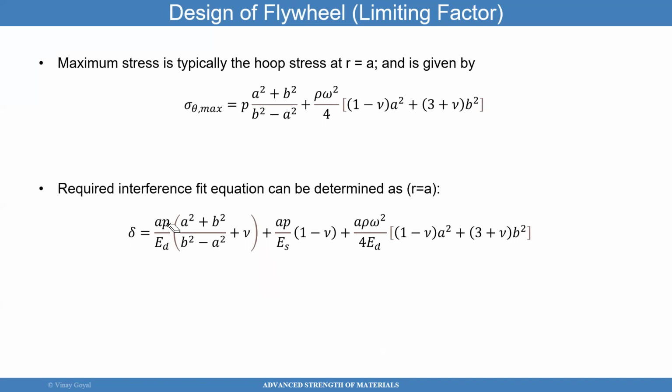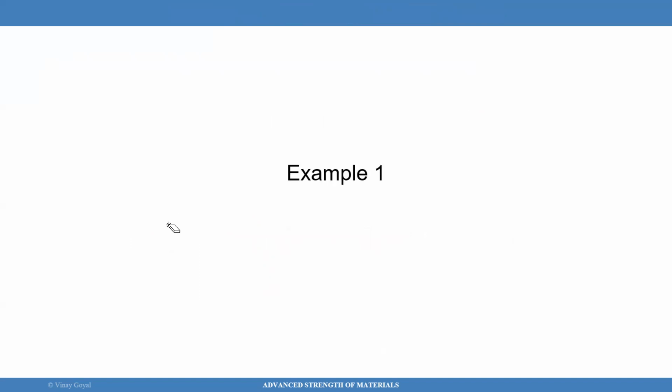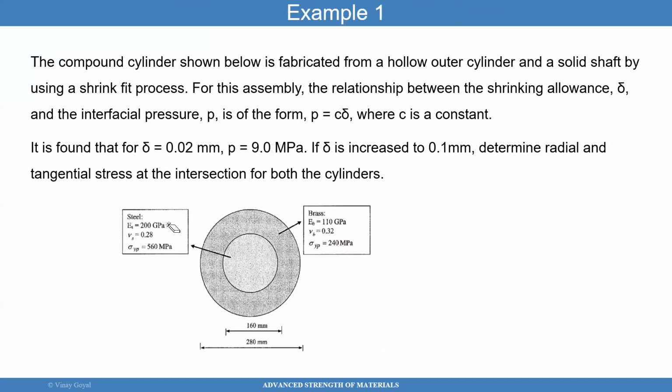Now we move to some examples, which is the purpose of this lecture. So for the examples, example number one, let me read the example for you. We have a compound cylinder shown below, and it's fabricated from a hollow outer cylinder and a solid shaft by using a shrink fit process. So that's what the question says so far. In this problem, there's no spinning here, but I want to review that again with you to discuss a shrink fit process one more time to make sure that's clear to you.